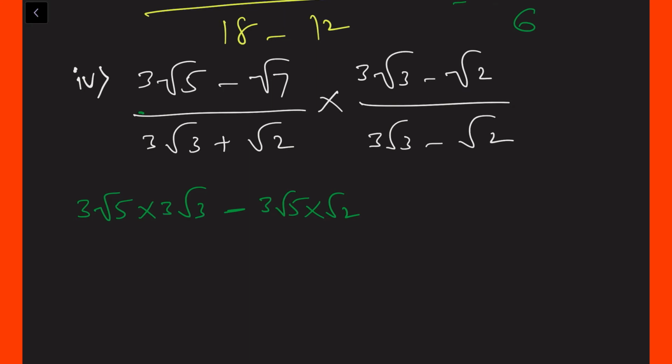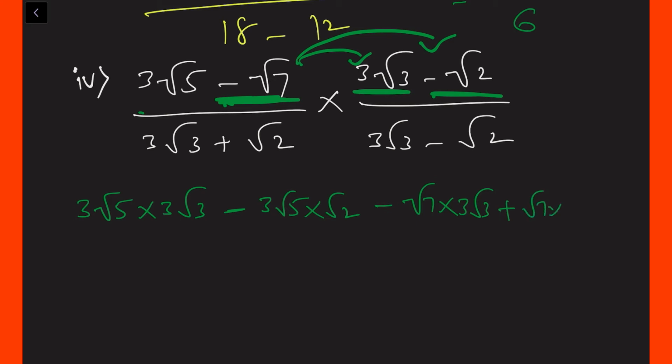Now second one into first one and second one into second one. Here second one is negative, here first one is positive. Minus into plus, minus root 7 into 3 root 3. Next, second one into second one. Here second one is negative, here second one is also negative. Minus into minus, plus root 7 into root 2, whole divided by, as usual, the denominator, that is a square minus b square formula only.